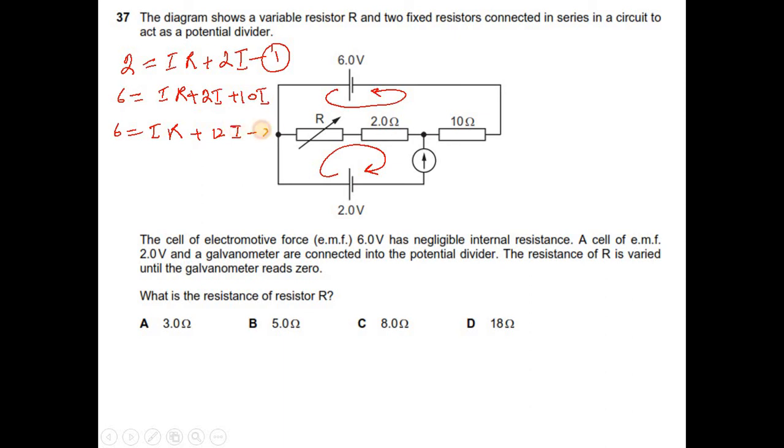This is equation number 2. I'm not solving these because you see equation 1 involves R and I, and equation 2 involves R and I. Clearly you can solve equations 1 and 2 simultaneously to find the value of R, and it's your job to do. It's an easy solution, that's why I'm not solving it. If you solve this, R would be equal to 3 ohm. See if you can get this answer. So your option is A.